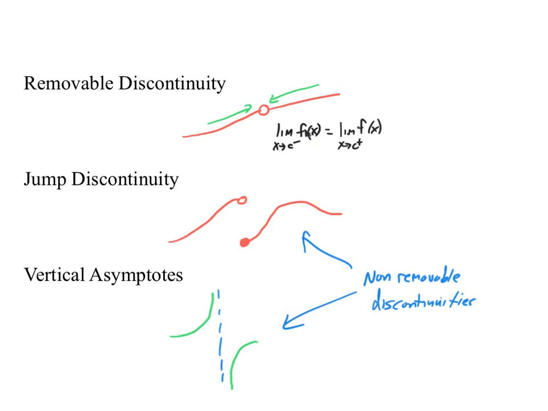Basically, removable ones have a limit. The limit does exist. Where these two, the limit does not exist. You're not approaching the same value from both sides. So when you say non-removable, it could be either types of these. When I say removable, it's this hole effect, little pinhole effect.